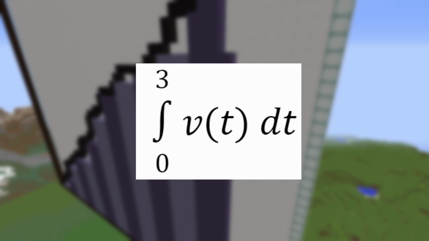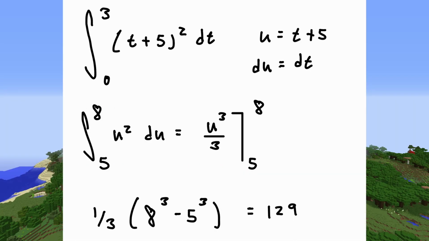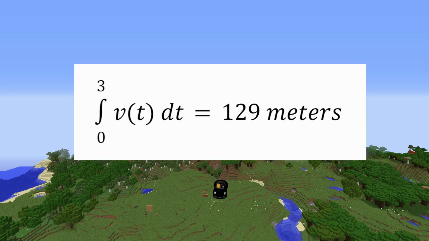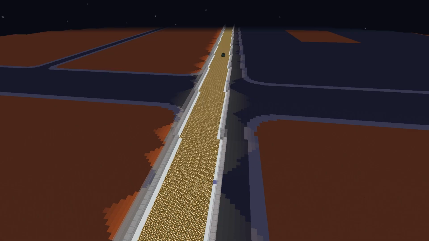Now, let's break down how we actually calculate this. First, we set up our integral of our velocity function from time 0 to time 3. Then, we plug it into a calculator, or we do it by hand. This result will give us the displacement I've traveled in the first 3 seconds. From our result, you can see that I've traveled 129 meters in the first 3 seconds.